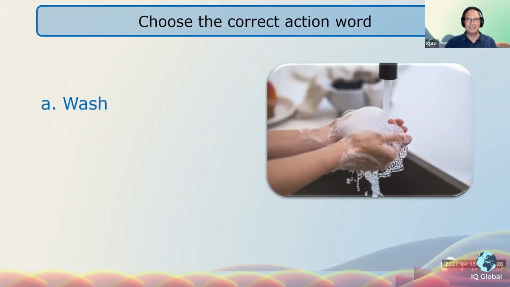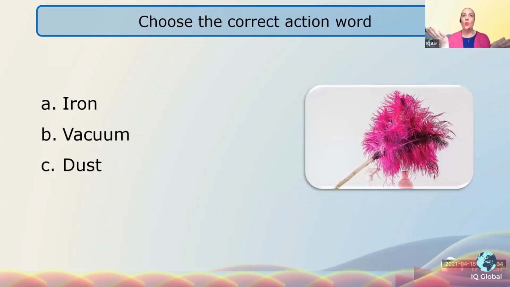Let's see what's next. We know that it's wash. Yes, wash your hands. What is the correct action word for this? Is it iron? Is it vacuum? Or could it be dust? Have a look at the picture.